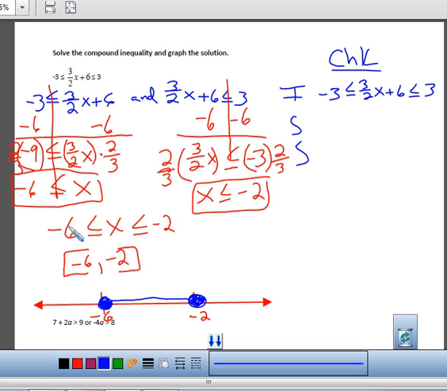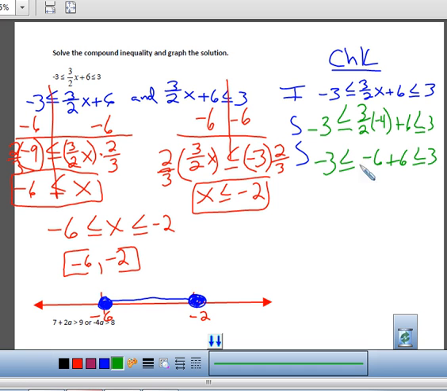Now, what is the value that is in between -6 and -2? I noticed that my fraction in here has a 2 as a denominator, so I'm going to use an even number, like -4. So watch what happens. Now I substitute -4 in for x. -3 is less than or equal to 3/2 times -4 plus 6 less than or equal to 3. So -3 is less than or equal to 3/2 times -4 is -6 plus 6 less than or equal to 3. Now what's -6 plus 6? 0, of course. So -3 less than or equal to 0, which is less than or equal to 3. Is this true? Yes, it is. So the check worked. Lovely, isn't it?